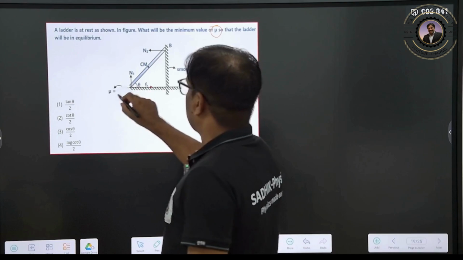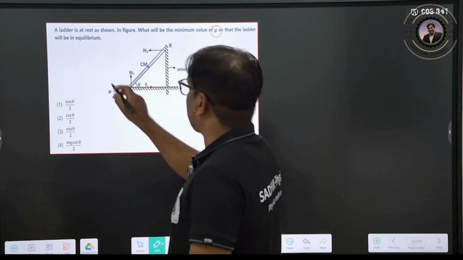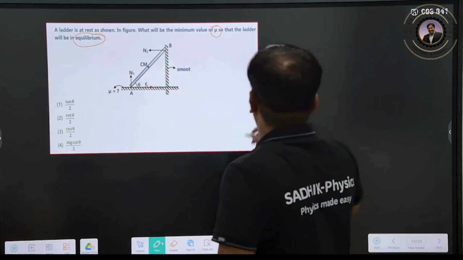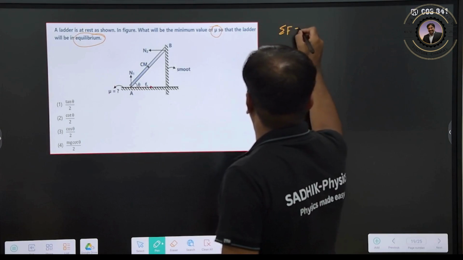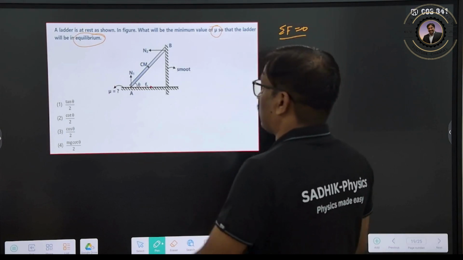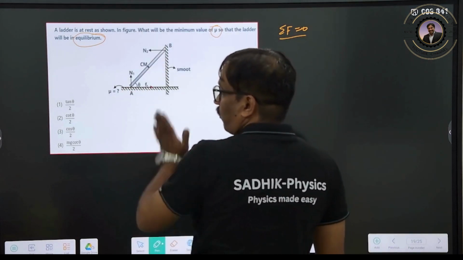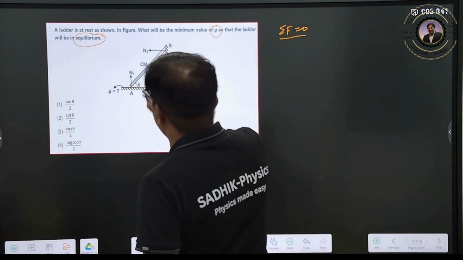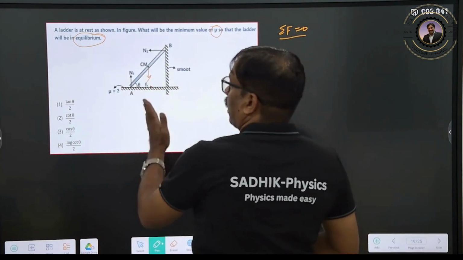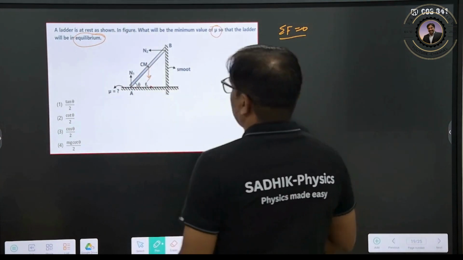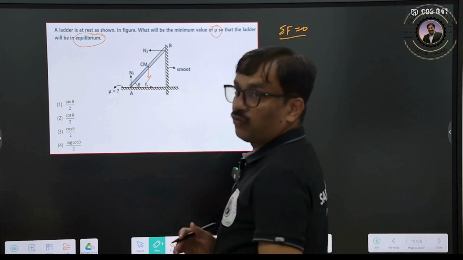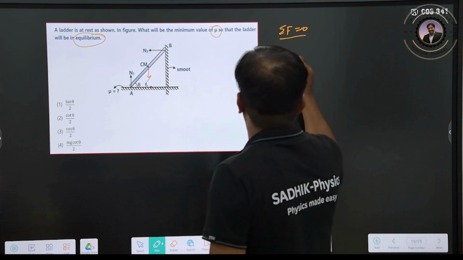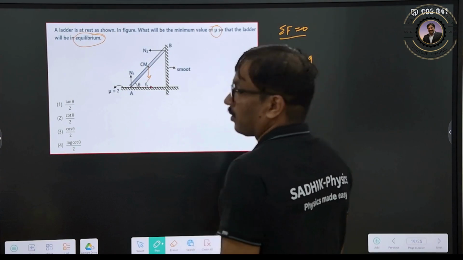Under equilibrium, total force and total torque should be equal to 0. First let us balance the total force. Downward forces and upward forces should be equal. The downward force is mg, and this side is the upward force n1. Apart from this there are no other vertical forces, because the wall is smooth. So n1 will be equal to mg, clear?